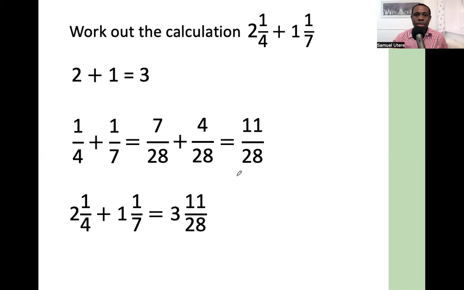You could have used the method that we used before, which is to convert this to a top-heavy fraction or improper fraction, and then you do the calculation as you would normally do, having a common denominator. So this one will be 4 times 2 will be 8. 8 add 1 will be 9. So 9 over 4 add 7 times 1 will be 7 plus 1, 8. So 8 over 7. And then next, you can convert it to equivalent fractions with the denominator being 28 by multiplying that by 7 and by multiplying that by 4. Okay, I'll leave you to finish that off.